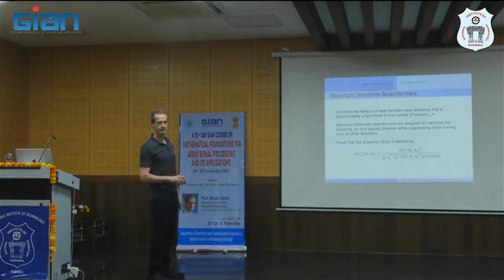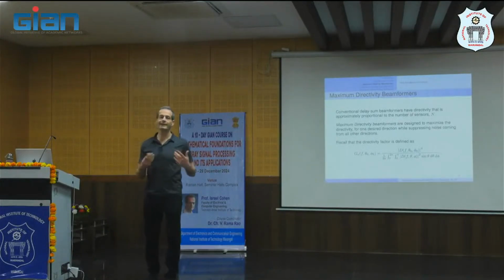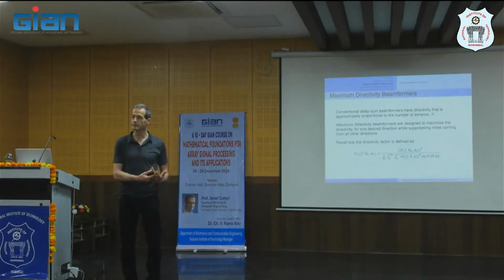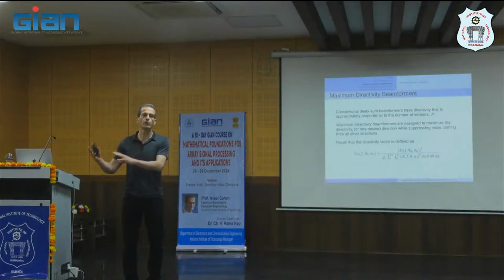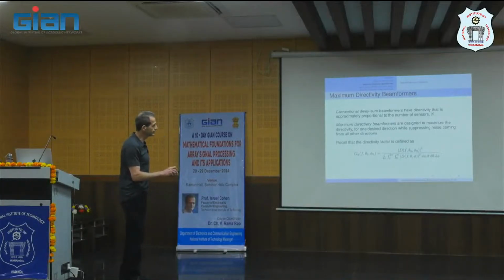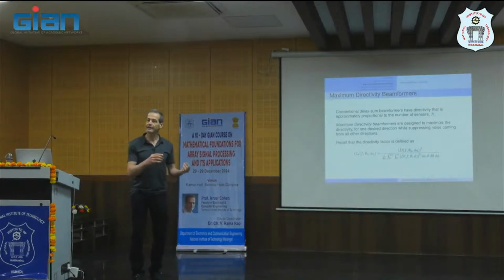How do we do that? When you want to maximize something, the first thing in mathematics and optimization is to write it as a function of what? Of the parameters. So we need to write this array gain, this directivity factor, as a function of the weights. How do we do that?